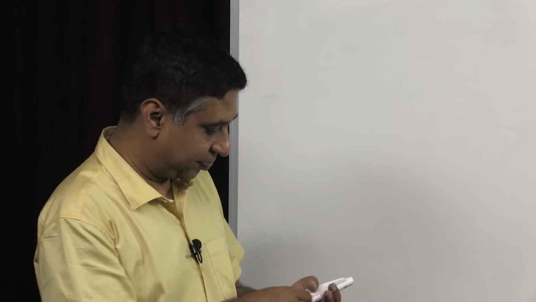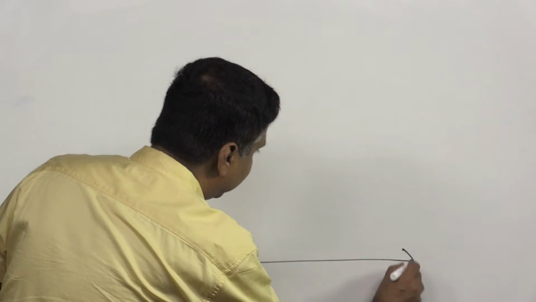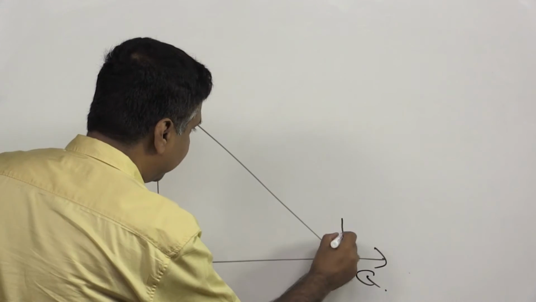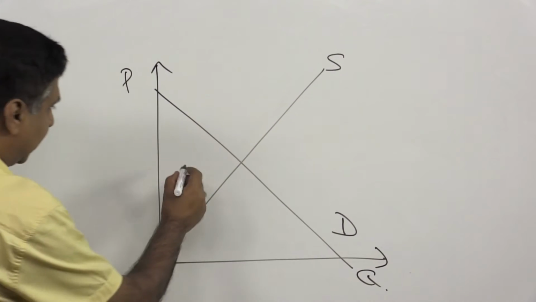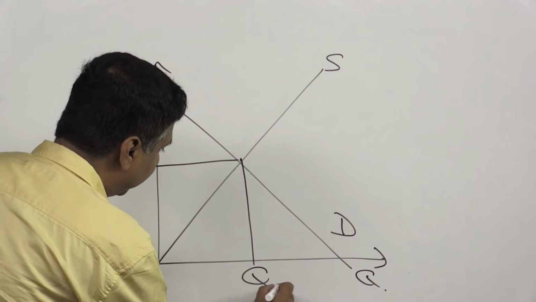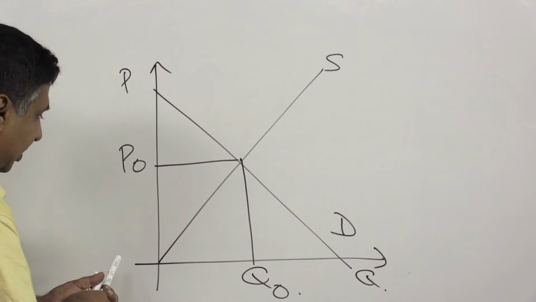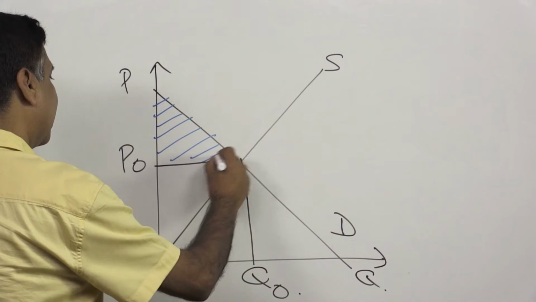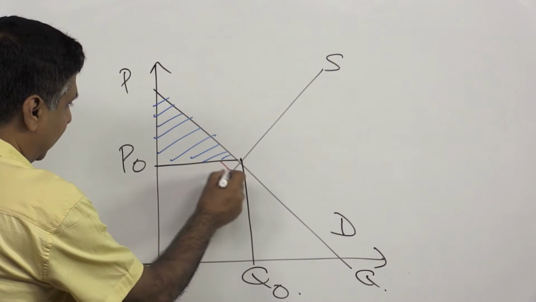Let's see what happens. Just as usual, we will draw the demand and supply curves, quantity, price, demand and supply. And of course, just like before, the equilibrium price will be P0 and the equilibrium quantity Q0. If you remember, we said that the consumer surplus will be this area, and the seller surplus will be shaded red.